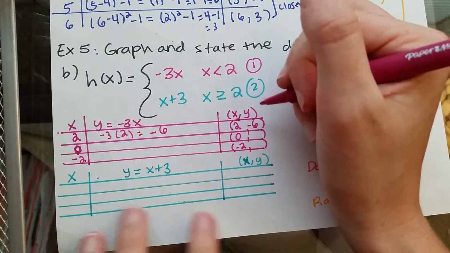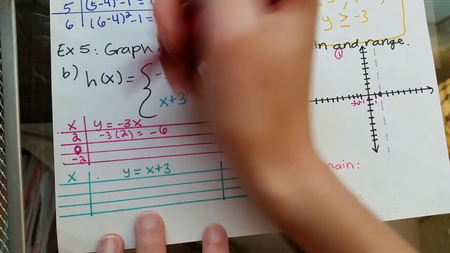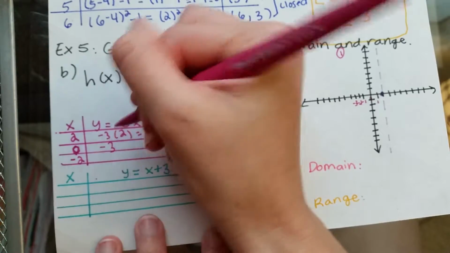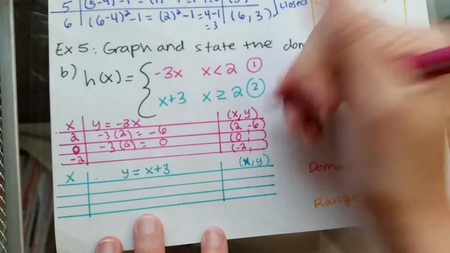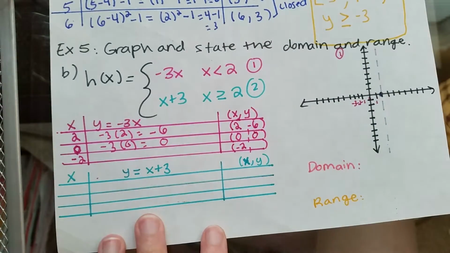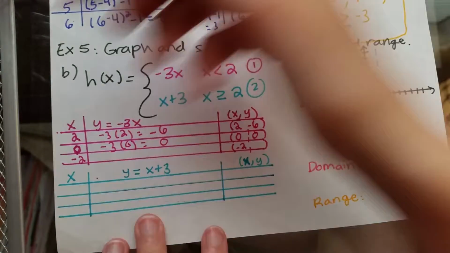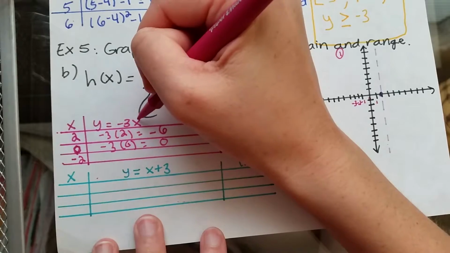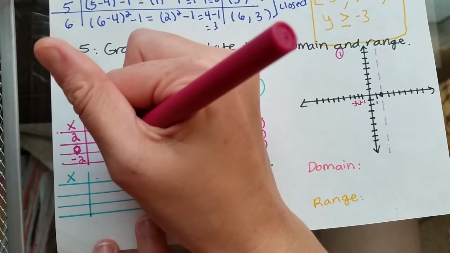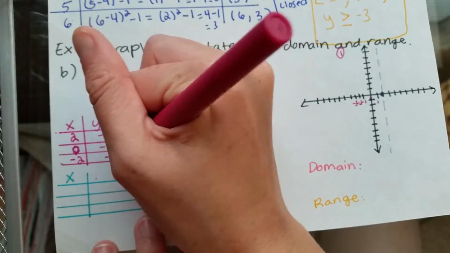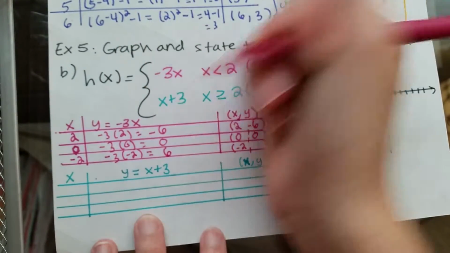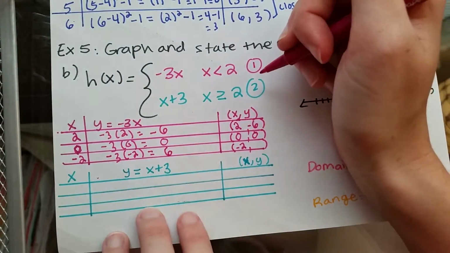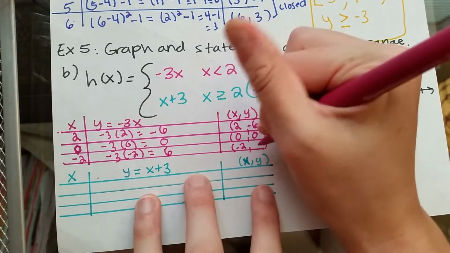The next number I'm going to use is 0, so I'm going to plug that into my equation. -3 times 0 will give me a 0. Look at that. So my next point is at (0, 0). And my last one, I'm going to replace this x right here with a -2. So -3 times -2 will equal a positive 6. So my next y value will be a 6.